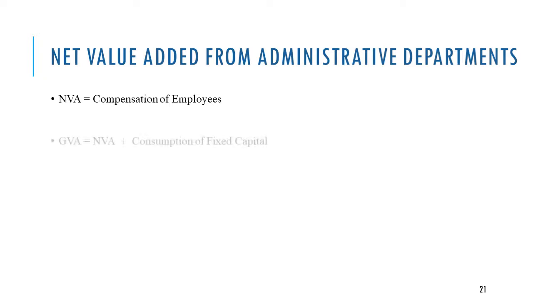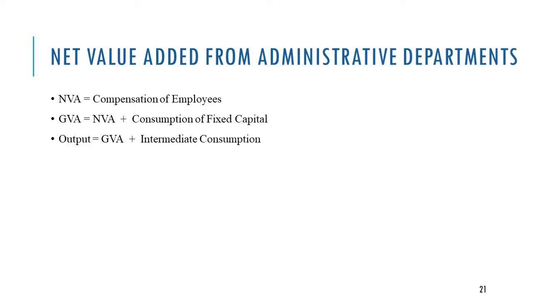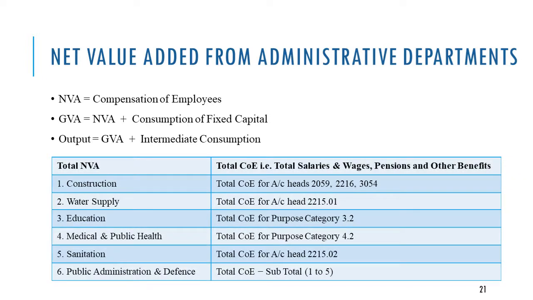The gross value added is the sum of net value added and consumption of fixed capital, and thus the output is derived as the sum of gross value added and intermediate consumption, which is the total expenditure of administrative departments on purchase of goods and services and on maintenance. The industry-wise net value added from administrative departments can also be worked out depending upon either the accounting head or purpose category.